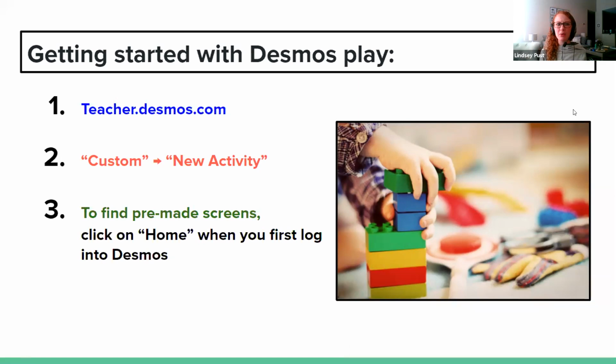Those things could be used in a language classroom, but it's building in visual literacy and being able to interpret a graph. So first thing, to be able to play with this on your own, go to teacher.desmos.com, create an account. How you get to build your own activity is in the custom tab, custom on the left-hand side. And that's where you're going to see the new activity where you create it. And the pre-made screens are under home. So teacher.desmos.com, custom, and home. Those are going to be where you can create a new one with pre-made screens, and then kind of just play around with it and see.